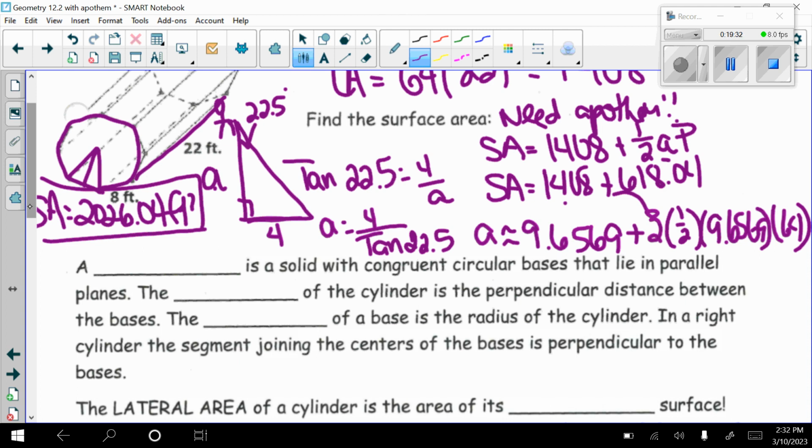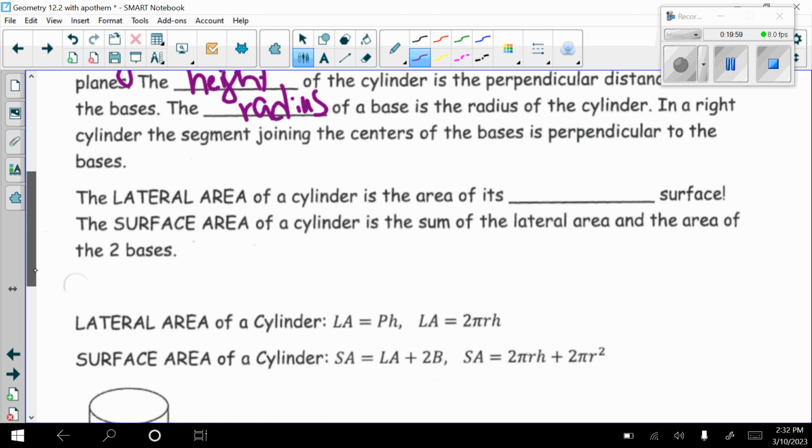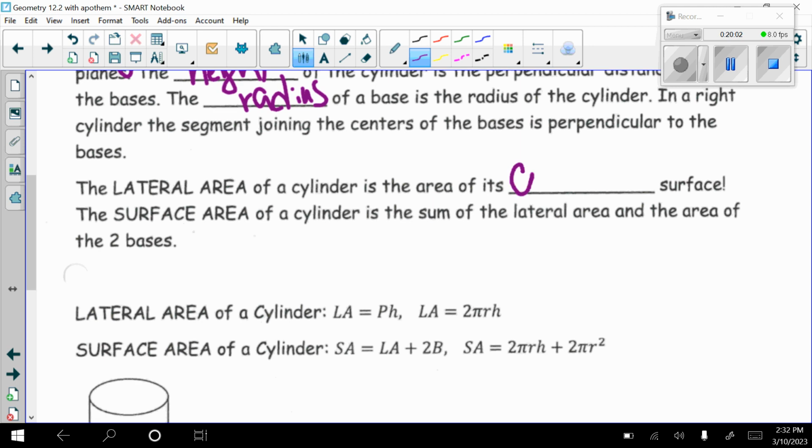All right, so now let's talk about cylinders. So a cylinder is a solid with congruent circular bases that lie in parallel planes. The height of the cylinder is the perpendicular distance between the bases. The radius of a base is the radius of the cylinder. In a right cylinder, the segment joining the centers of the bases is perpendicular to the bases. The lateral area of a cylinder is the area of its curved surface. The surface area of a cylinder is the sum of the lateral area and the area of the bases.